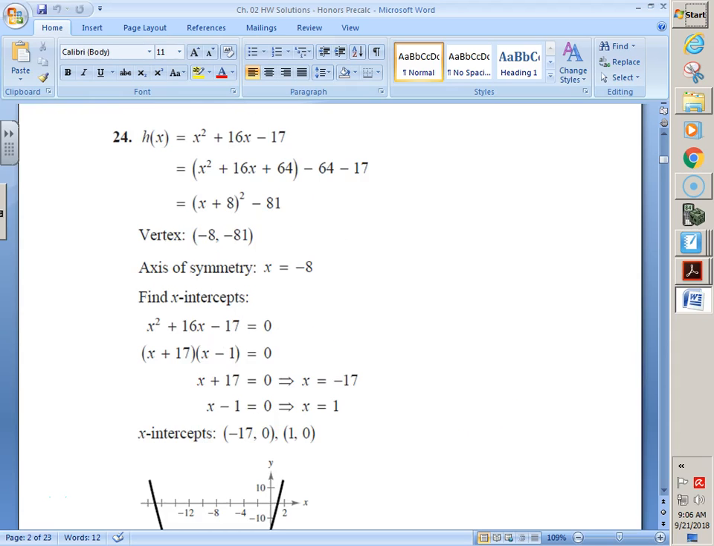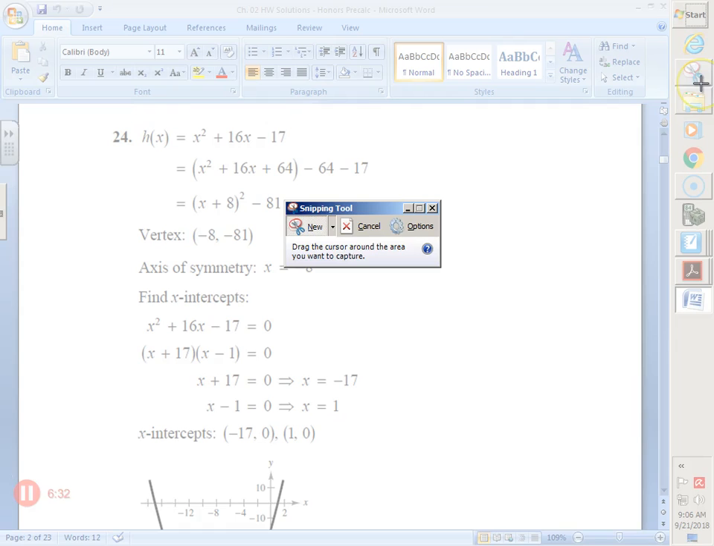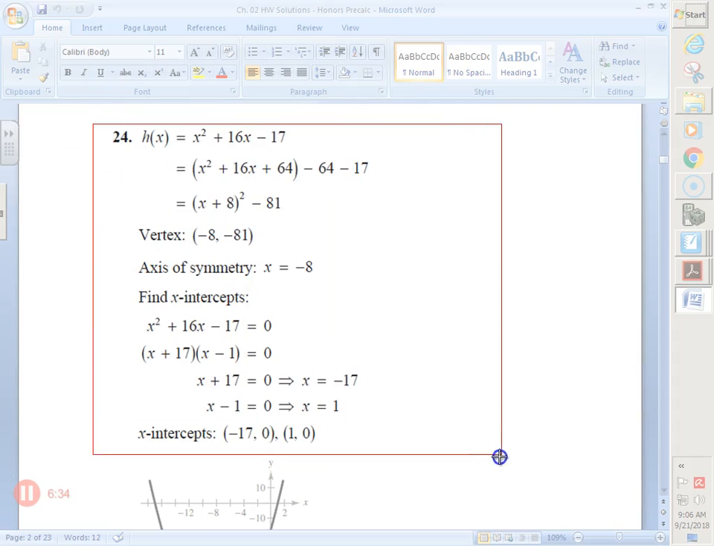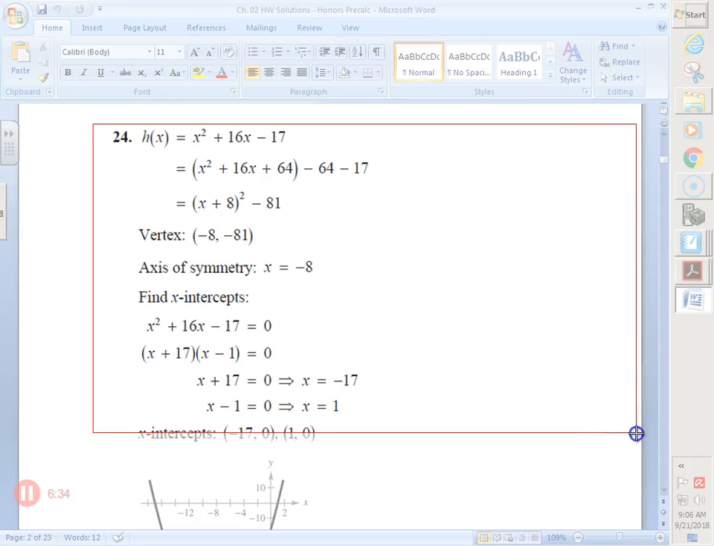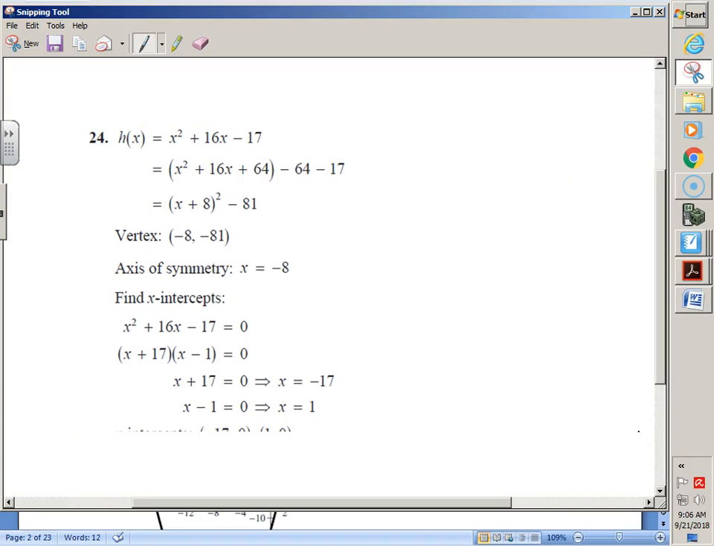You can set either the original equal to 0 and factor, or did anybody set the complete the square equal to 0 and try to do it that way? Yeah. You could have gone back to the very beginning. It factored super nicely. Negative 17 and 1 can occur really quickly. But you could have also set this equal to 0 to find the x-intercepts.